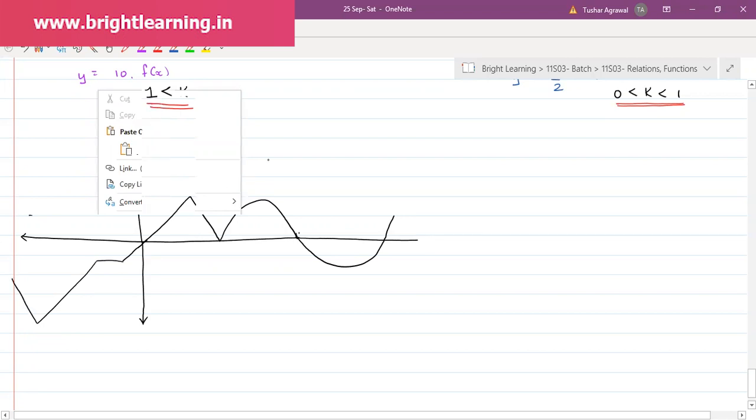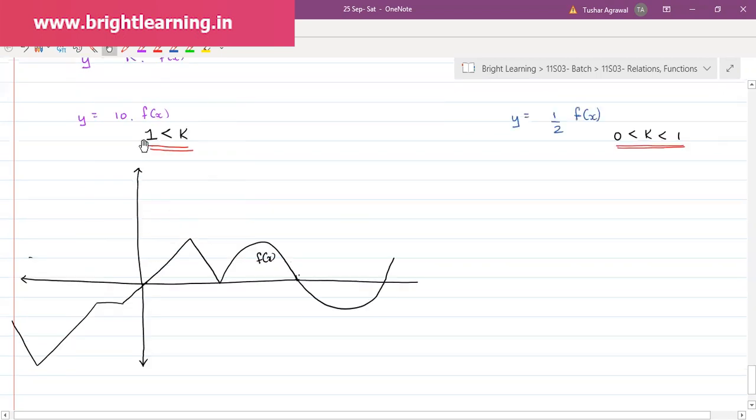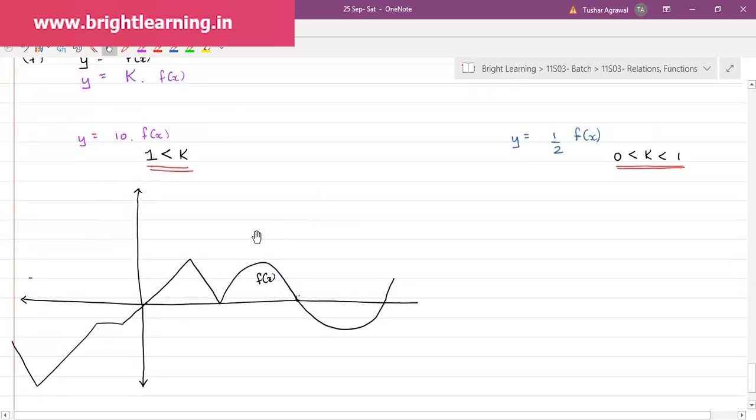Chalo. This is the graph of f(x). And now from f(x), I have to draw the graph of 10 times f(x). First things first, wherever the image is 0, that point's image will not change. So here for x equal to 0, the image was 0. For this point, whatever it is, the image was 0. The purple graph image will remain at the same point. For this point also, the purple graph image will come there only.